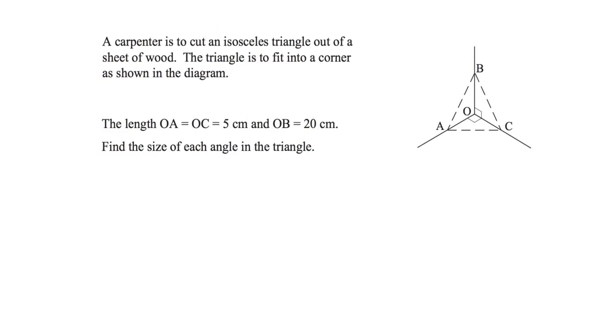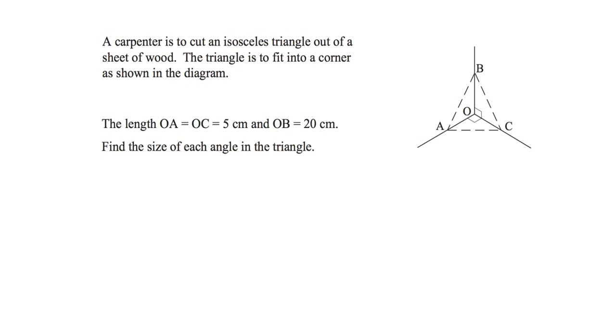Okay, final example. Now let's put some trigonometry into this one. This is a very tricky little question, so let's be very careful about this. So we've got a carpenter is to cut an isosceles triangle out of a sheet of wood. The triangle is to fit in the corner as shown in the diagram. Right, we've got some length given to us as well.